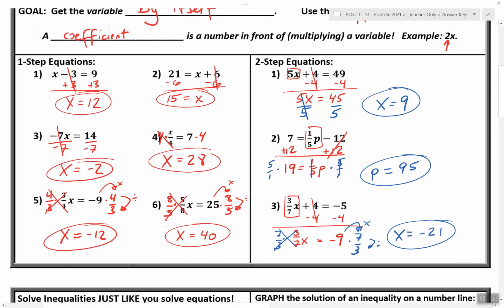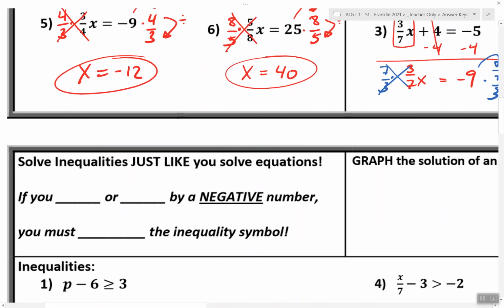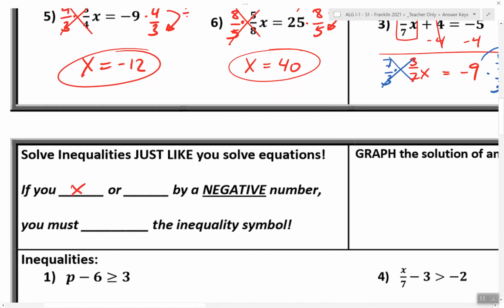Now we're going to look at inequalities, which again, they work the same way. So the solving steps will be the same, but we'll also have to graph our answer, and that's where it gets a little tricky. So let's take a look. So we're going to solve inequalities just like we solve an equation, but remember, if you multiply or divide by a negative number when you're solving, you must flip the inequality symbol. So that's an important rule for remembering how to solve an inequality.